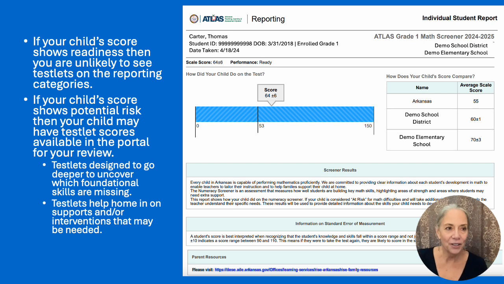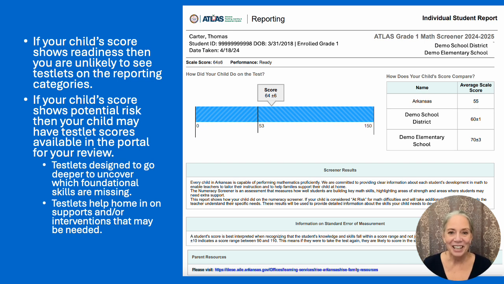So if your child's score shows readiness in math, you are not likely to see testlets, unless the teacher is thinking, right on the edge of that risk. So it's always a potential. The testlets help determine whether or not your child really has additional support needs. This does not take the place of any kind of deeper diagnostics. This is designed to just give you a signal, and then the testlets go deeper.